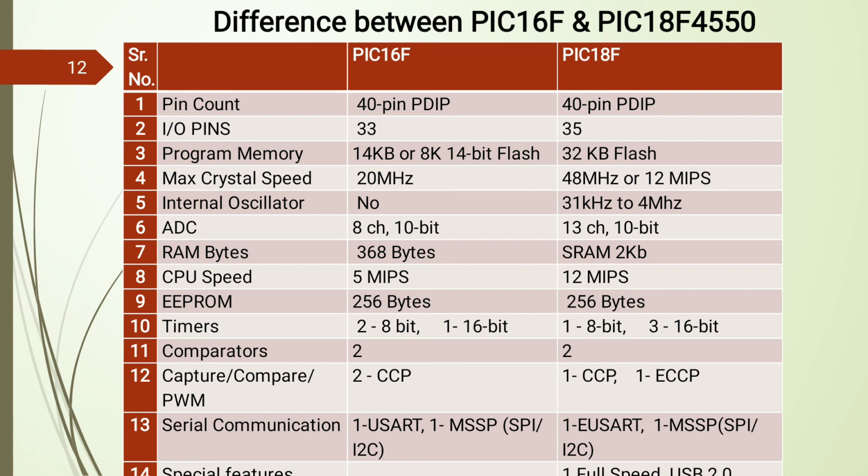Stack level is also enhanced. So in case of PIC 16F, only an 8 level stack is there, to store the data temporarily while performing ALU operations or CPU operations. But in case of PIC 18F, the stack level is enhanced, that is a 21 level stack is available, which is again better for performing various operations. So stack level is also enhanced. So these are the features available with PIC 18F 4550.